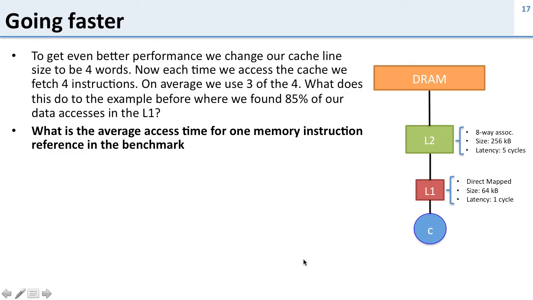How can we go even faster? So here we're going to change our cache line to be 4 words. Now each time we access the cache, we're going to get 4 instructions. Okay, so if on average we use 3 out of those 4 instructions, what does it do to the example before?